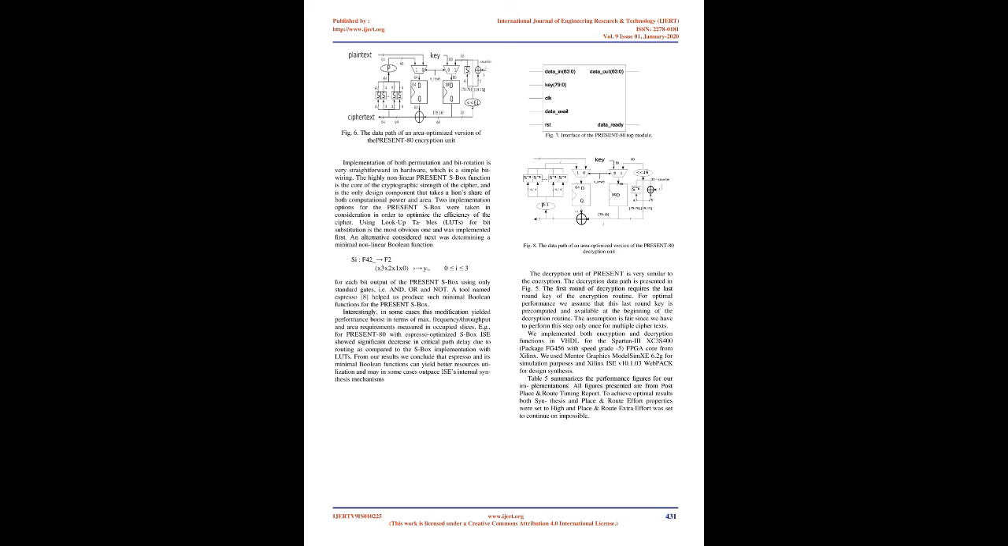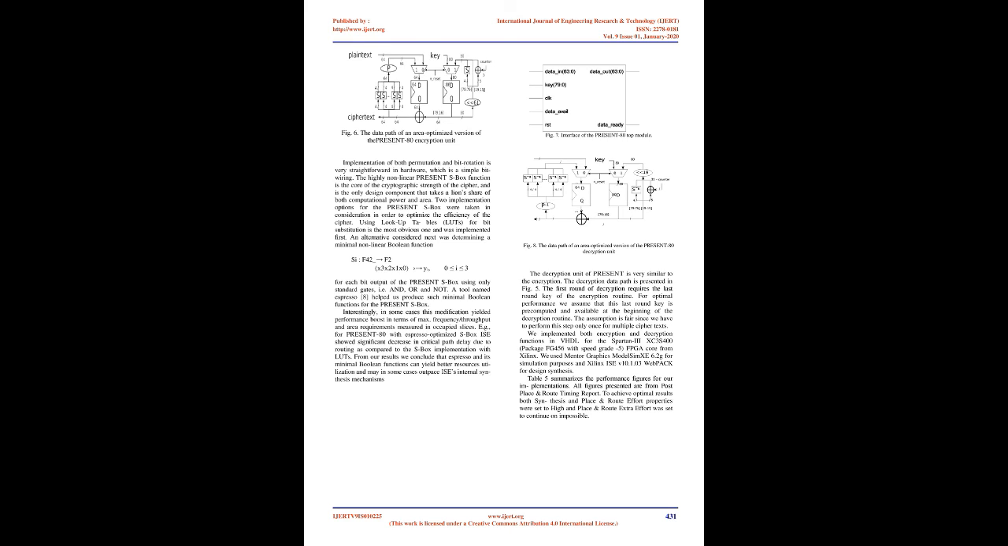The decryption unit of PRESENT is very similar to the encryption. The decryption data path is presented in Fig. 5. The first round of decryption requires the last round key of the encryption routine. For optimal performance we assume that this last round key is pre-computed and available at the beginning of the decryption routine. The assumption is fair since we have to perform this step only once for multiple ciphertexts.